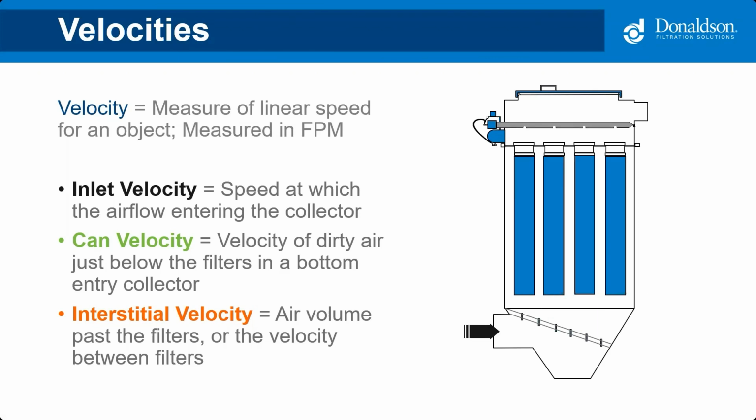And then finally, the third measurement that we'll be talking about today is interstitial velocity. The air is coming to the dust collector, it's moved up, it's hit the bottom of the filter bags, and now it's going up in between the filters, okay? That speed is going to be measured in feet per minute. And that speed is very, very important because if it gets too high, you're going to have some troubles. We'll talk about that a little bit as well.